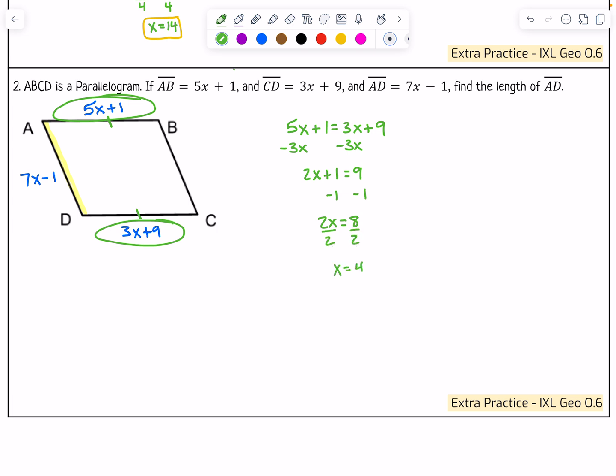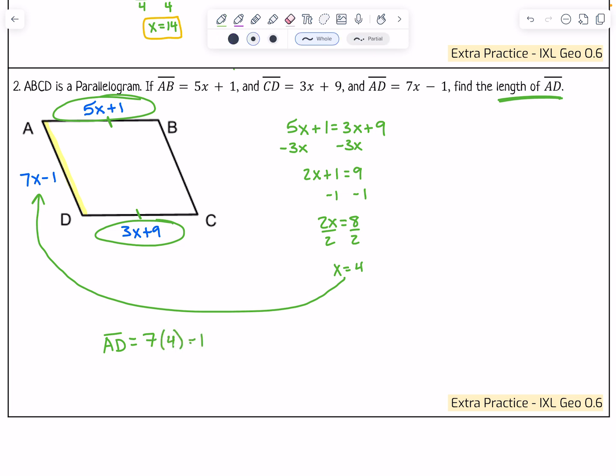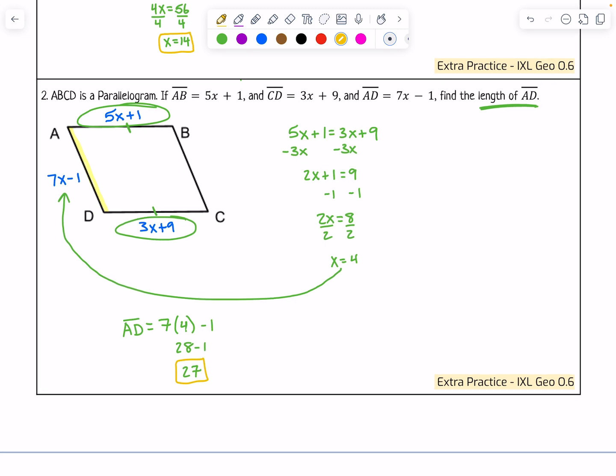But then that's not the answer because we want to know the length of AD. So we just have to plug it in for AD. So AD will be 7 times x, which we know is 4 now, minus 1. And that would be 28 minus 1, which is 27. So the length of AD is just 27. Let's look at number 3.